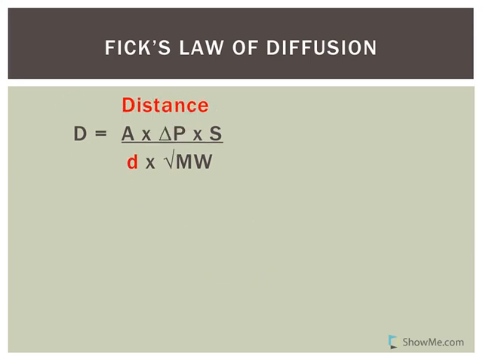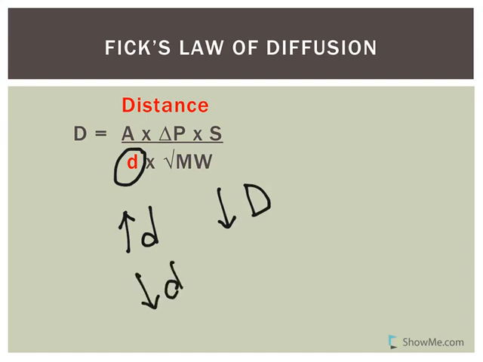Now the last thing we look at is distance, which is expressed by the little d. That's on the denominator, so it has an indirect relationship with the rate of gas exchange. So in this scenario, if I increase distance, in other words, I have to travel a little bit further, that's going to decrease the rate of gas exchange. If I decrease distance, that would increase the rate of gas exchange. So those are various factors that can influence the rate of gas exchange.